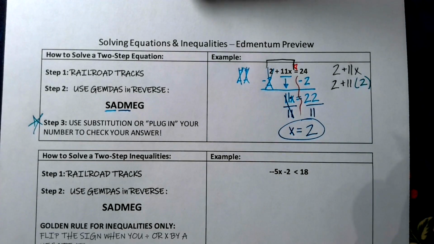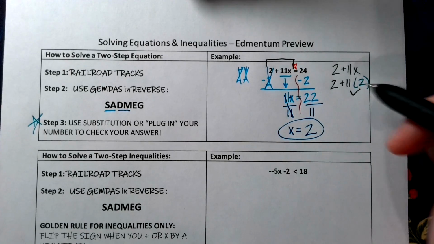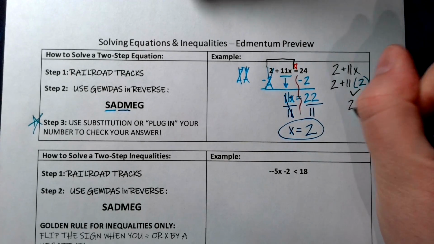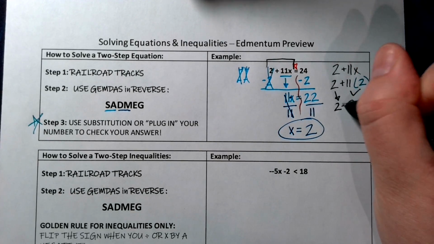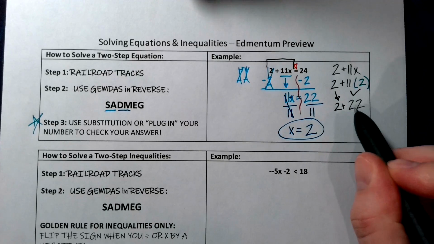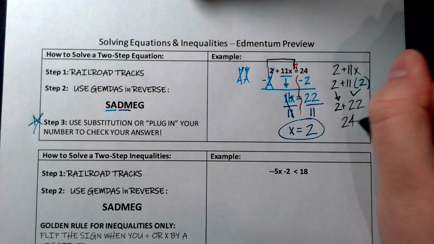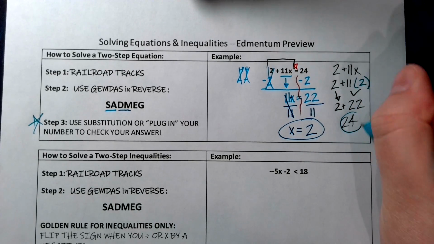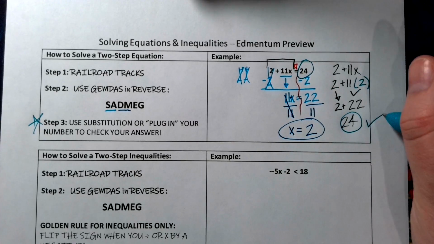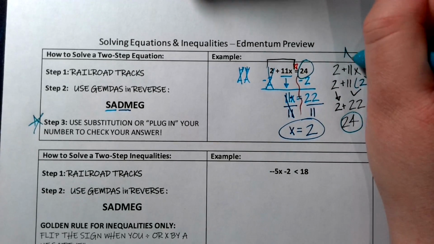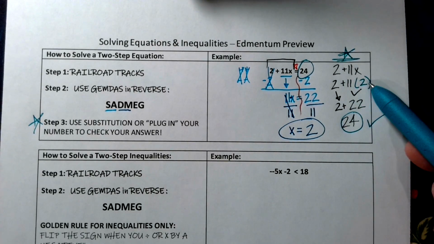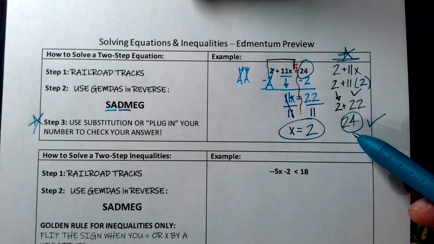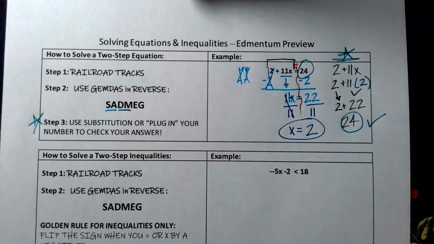And now I'm going to go back to solving like normal, my GEMDAS. So first, I'm going to do this multiplication. 11 times 2 is 22. Bring down that 2 plus. 2 plus 22 is 24. And we see that 24 checks out with 24. That is correct. Again, this is the way that Edmentum's going to show you how to do this. They're going to give you some answer choices. You have to plug it in and solve it using your order of operations.